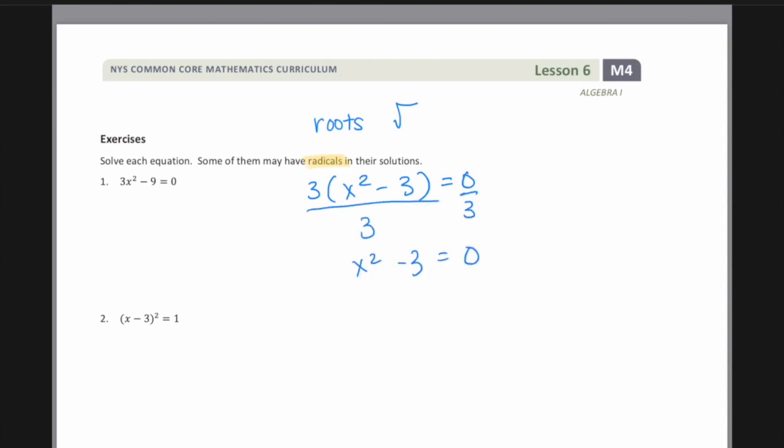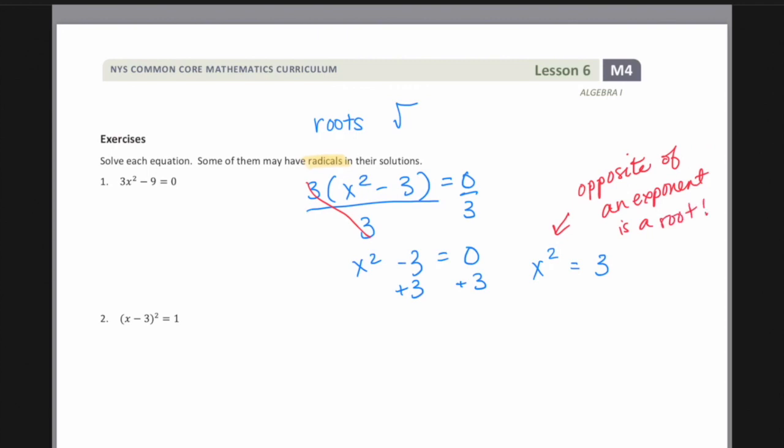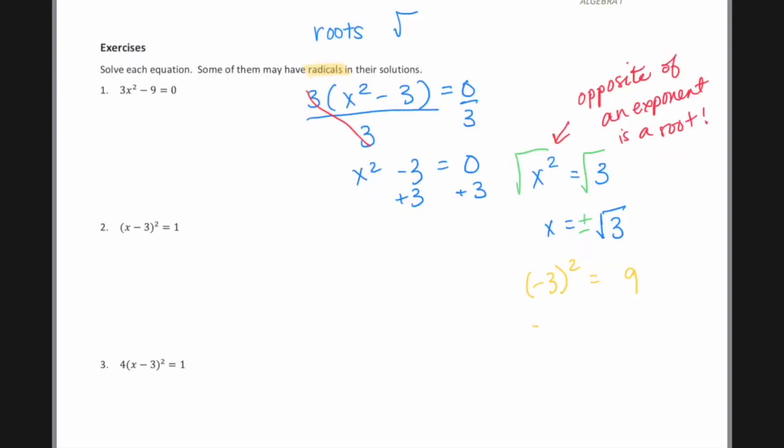I'm going to divide each side by 3. Then I'm going to add 3 to each side. And I'm left with x squared equals 3. Now, an exponent is the opposite of a root. So what I would have to do to get rid of this exponent is take the root, the square root to be exact. So my answer is x equals plus or minus the square root of 3. I put a plus or minus because if you have a negative number and you raise it to the power of 2, it's going to end up being a positive.